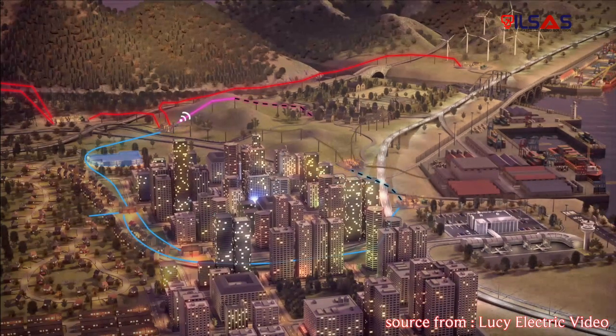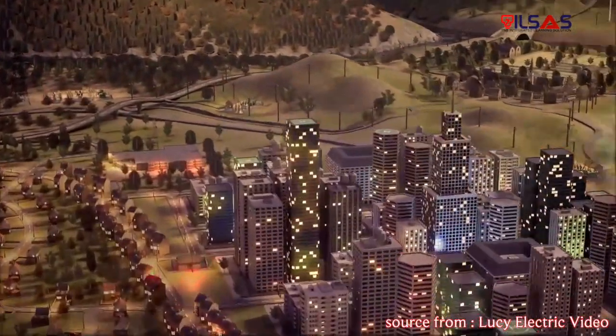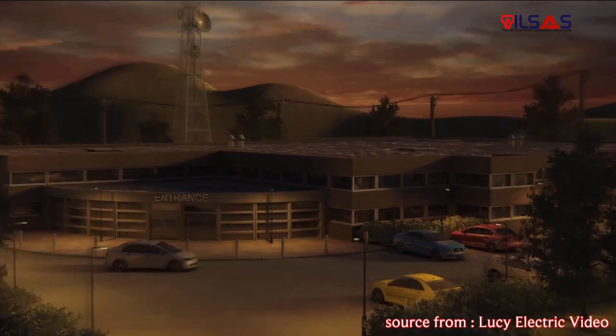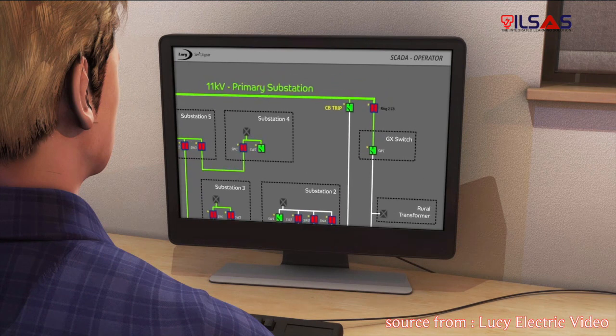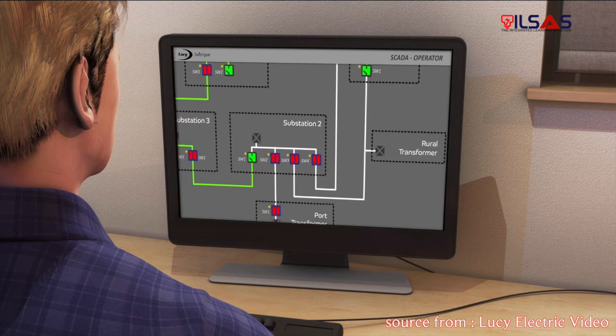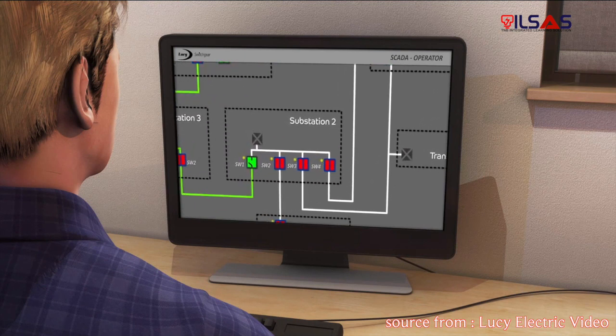The Scada system receives notification of the circuit breaker trip, then uses the fault passage indicators positioned around the network to determine where the fault has occurred. In this case, the fault passage indicator at substation 2 has not tripped, so at the remote Scada data center, the operator is informed that the fault must be somewhere on the line between the primary substation and substation number 2.